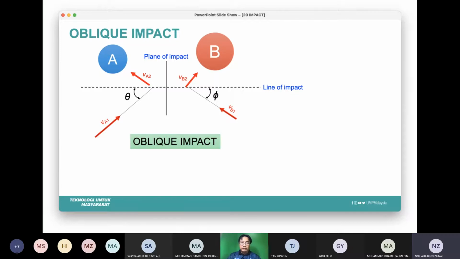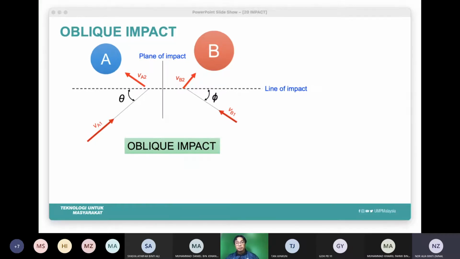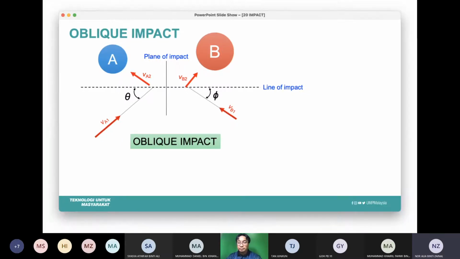Do you have any question on these two types of impact? Is it clear that we have two types of impact, central impact dan oblique impact? Perbezaannya adalah pada the direction of velocity. If the direction of velocity of both objects is on the line of impact, then it is called central impact. Kalau line of velocity is not on the line of impact, then it will be called oblique impact. I hope that is clear.